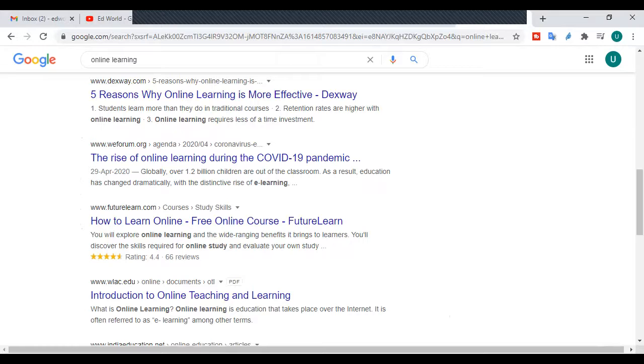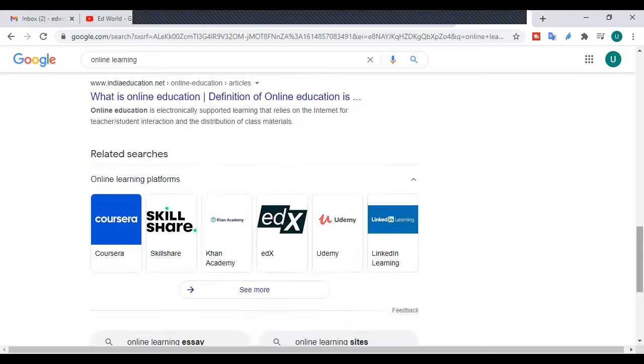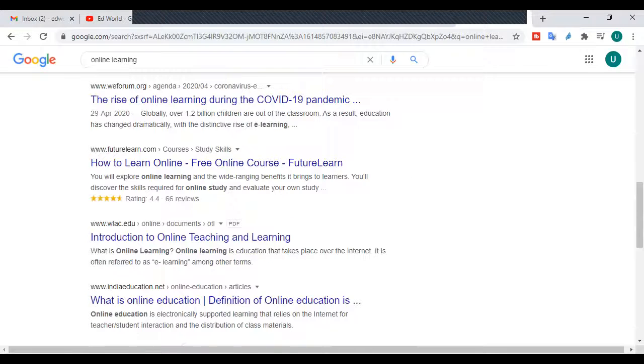But what I want to know is the importance of this. So can you find a specific search related to that over here? Look at this web page. No, there is none, right?